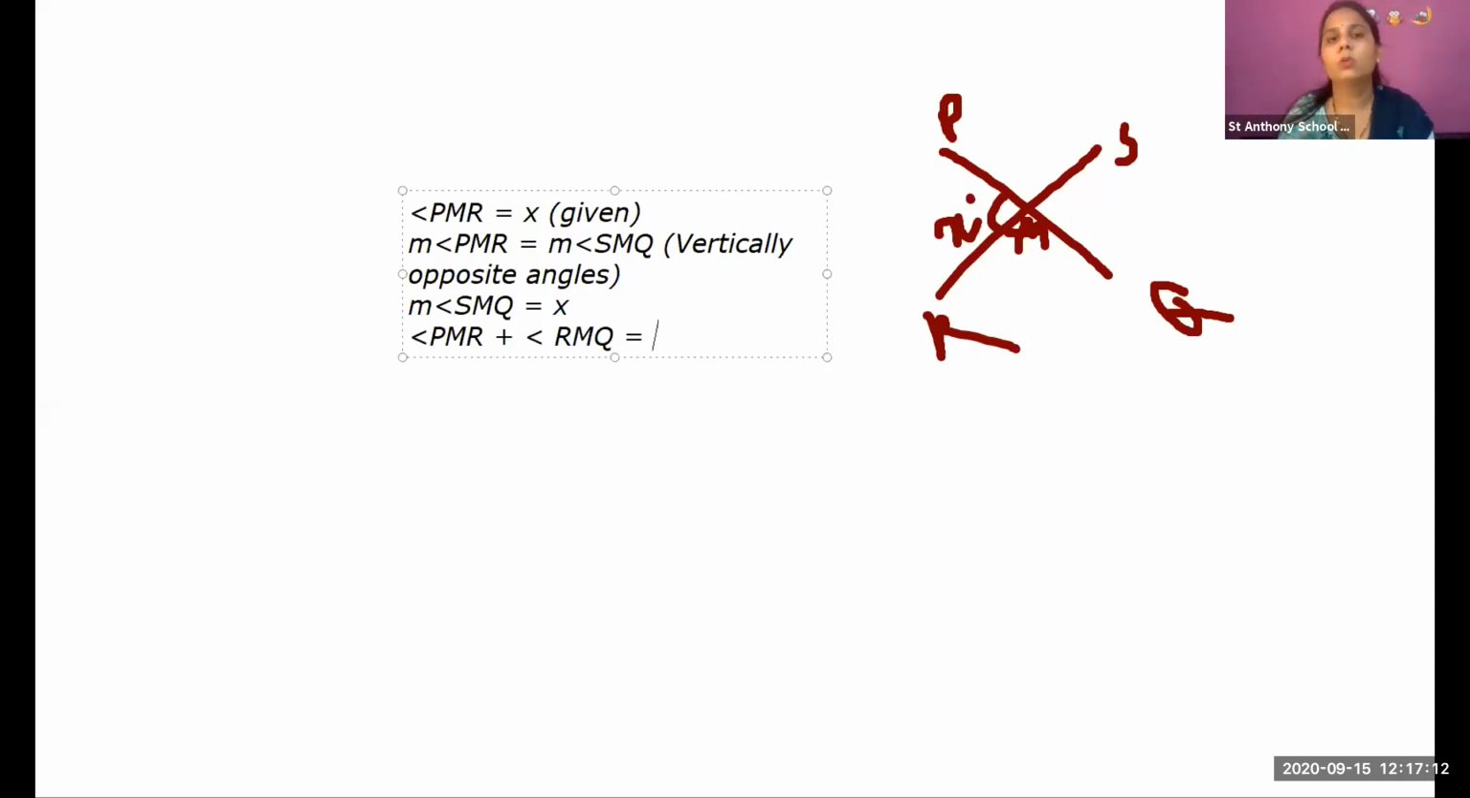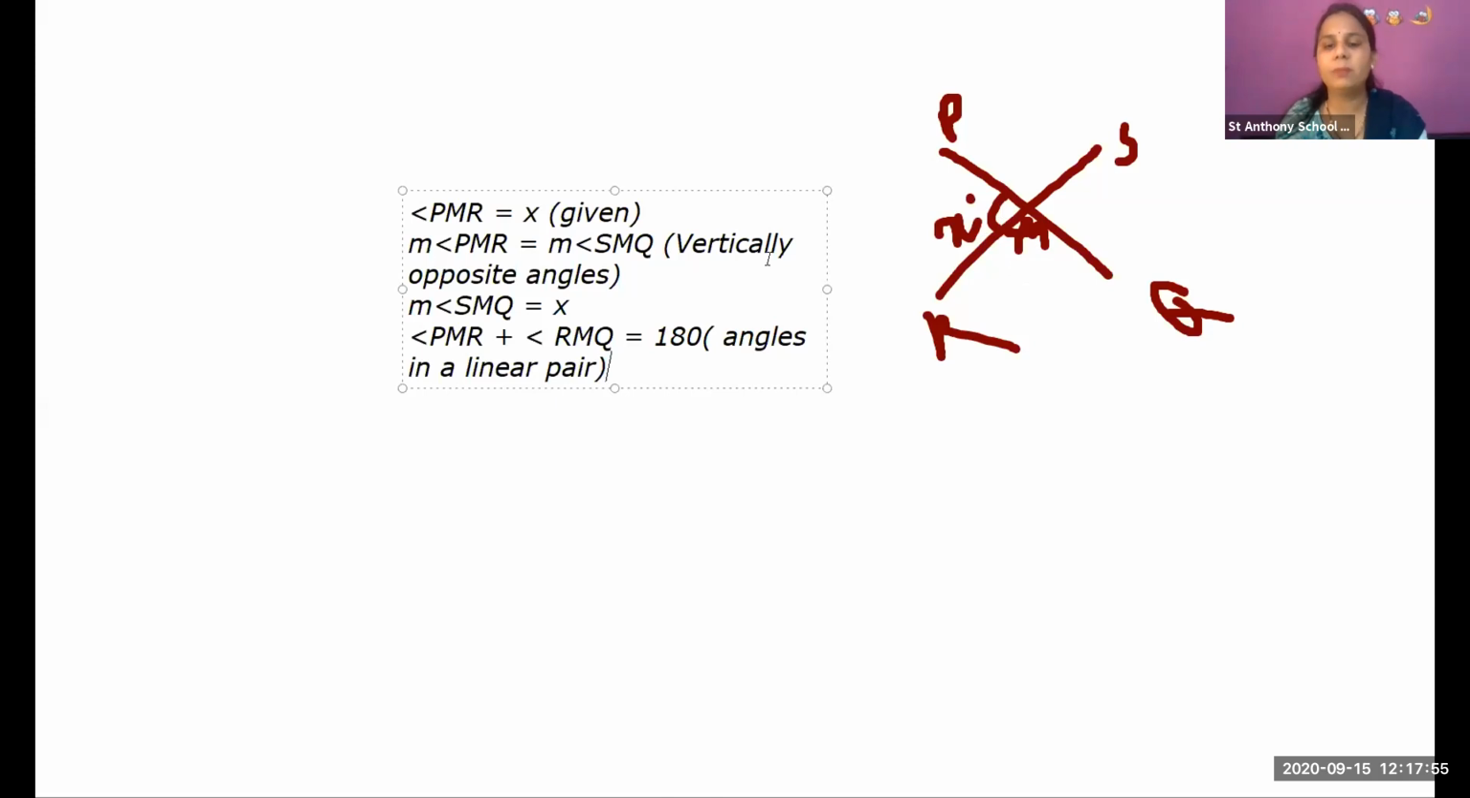Is equal to 180 degrees. Why 180 degrees? Because both these angles are in a linear pair. So what is the reason of it? Reason of it is angles in a linear pair. Now angle PMR plus RMQ is equal to 180 degrees because both these angles are angles in a linear pair. See, PMR and RMQ single straight line पे है, right? So these two angles form angles in a linear pair, right?